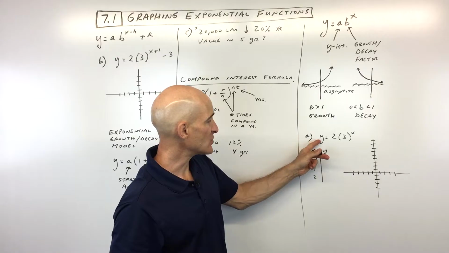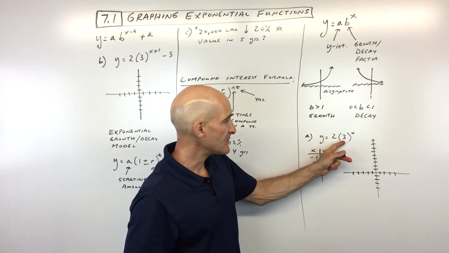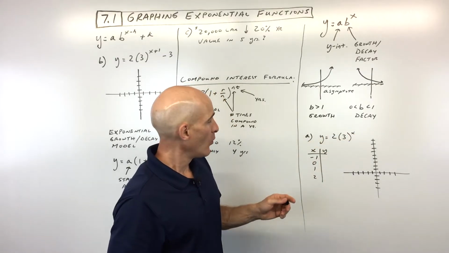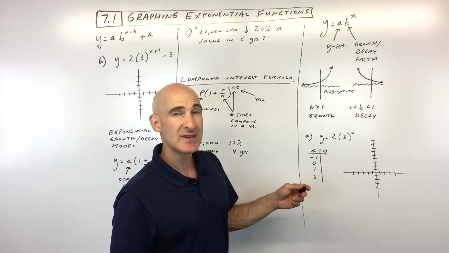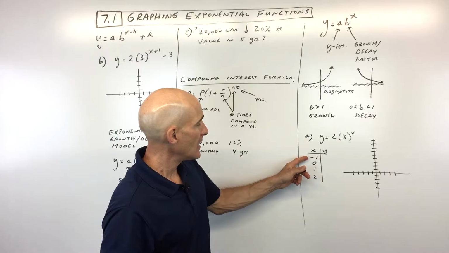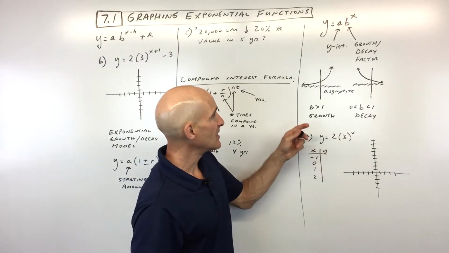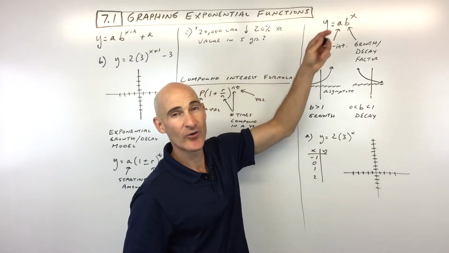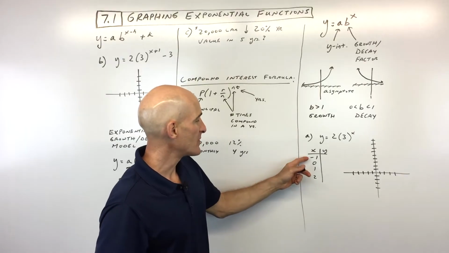So letter A here, it says y equals 2 times 3 to the x power. Well, what I like to do is make a table, pick some easy values, usually like a couple negative, 0, a couple positive, like that. You don't want to pick too large of numbers because, if it's a growth function, it's going to go right off the graph. So you just want to pick some small numbers.